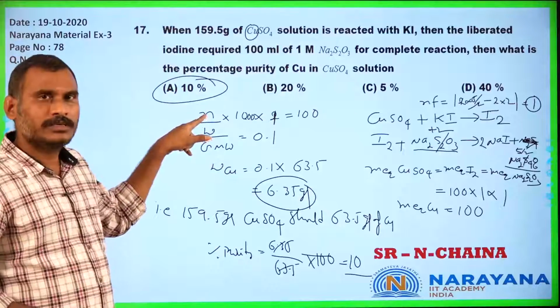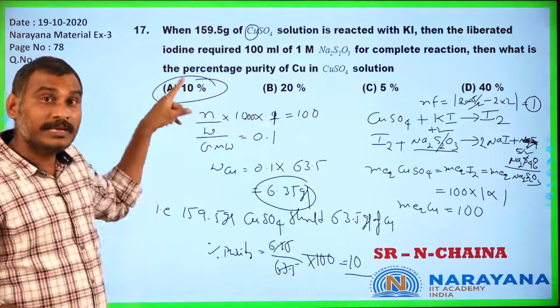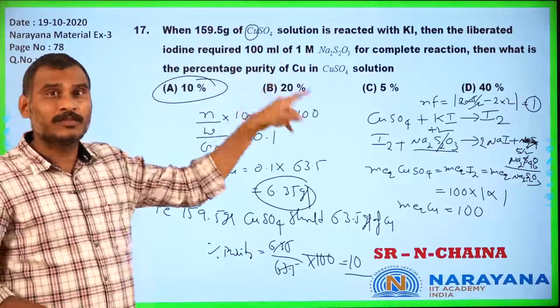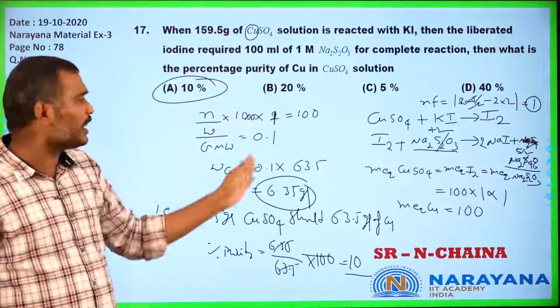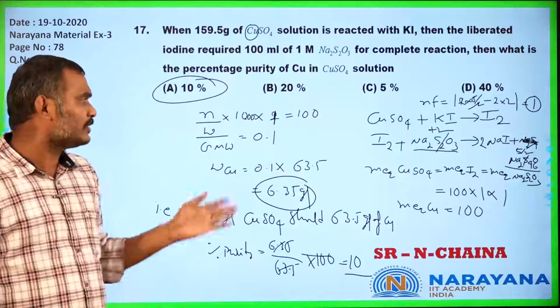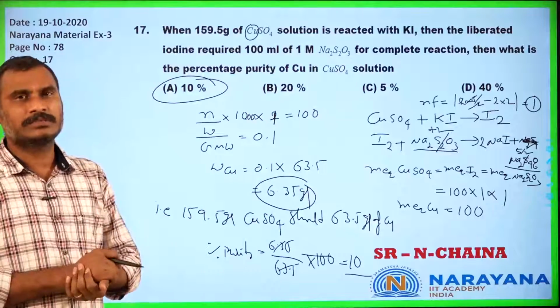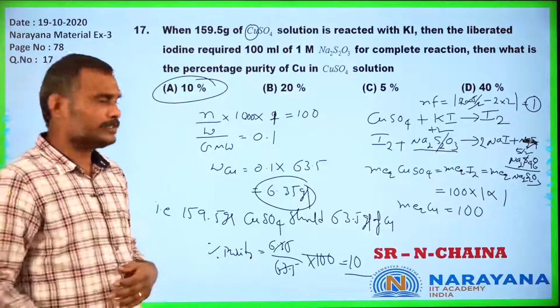Number of moles into n factor. Number of millimoles, I am converting into moles. Converting millimoles means multiplying by 10 power minus 3. It goes up, I am getting the number of moles. I got that 6.35 grams. Okay, students? Now you go for the next question.